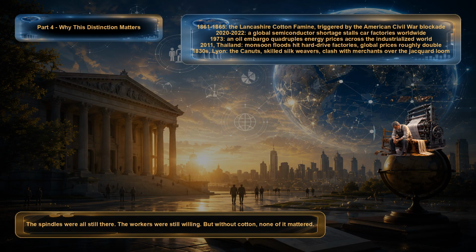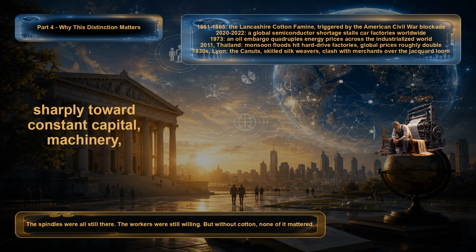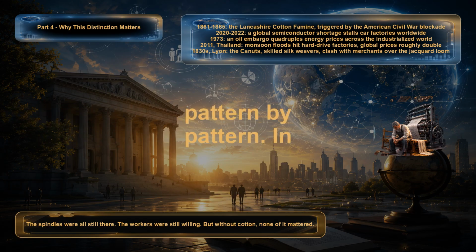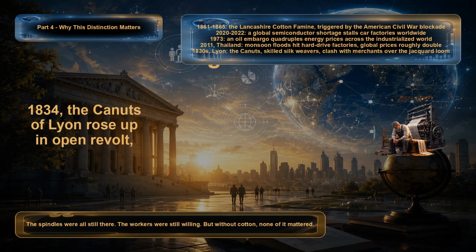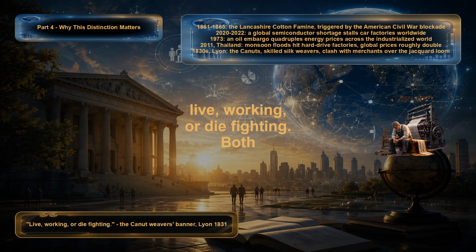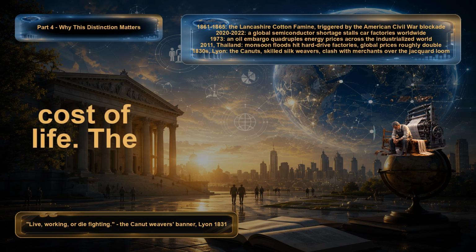The Jacquard mechanism let merchants shift investment sharply toward constant capital, machinery, and away from paying skilled weavers for their judgment pattern by pattern. In 1831, and again in 1834, the canuts of Lyon rose up in open revolt, seizing parts of the city, under a banner that read, "Live working or die fighting." Both revolts were put down by the French army, at real cost of life.